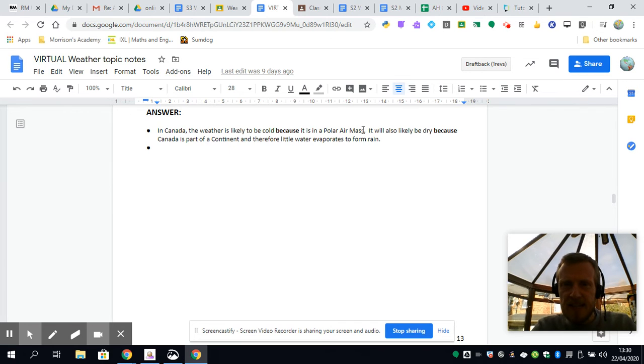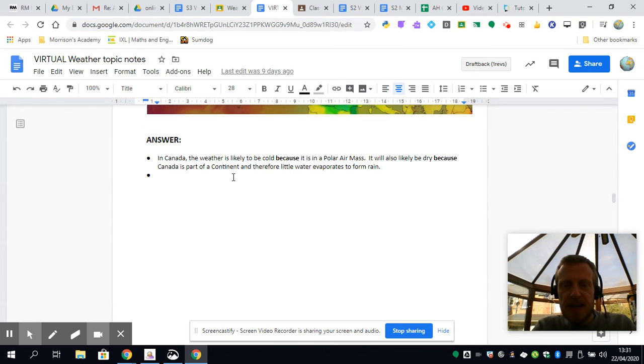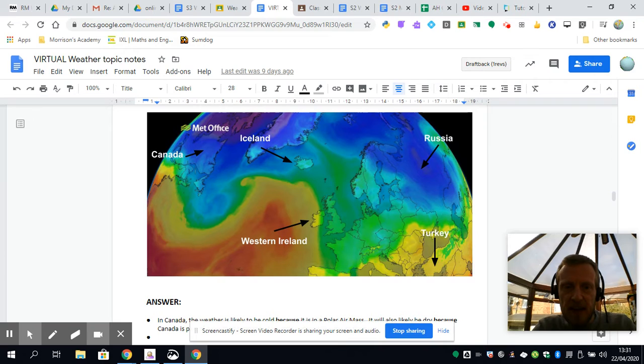So what does a polar air mass do? Well, it tells me it's dry because Canada's part of a continent, and therefore little water evaporates to form rain. What I'd also say is it's going to be cold because the air is coming from a polar area. And I've said that in the first sentence. So what I want you to do in this question is tell me about the other areas.